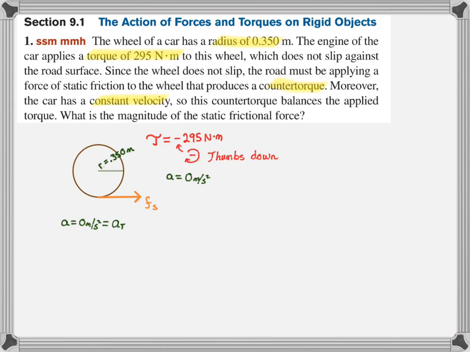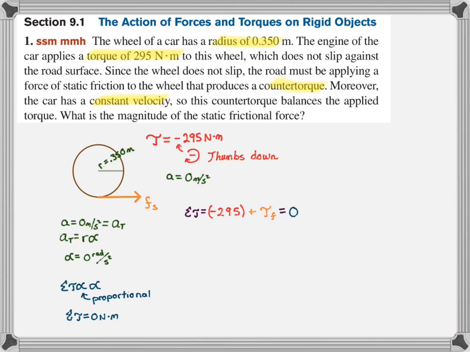Since the acceleration is 0, that's also the tangential acceleration, so it means the car is moving at a constant speed. Since there's no slipping, the tangential acceleration and linear acceleration are the same. Tangential acceleration is the radius times the angular acceleration, which means the angular acceleration is 0. Remember, torque is proportional to the angular acceleration, just like net force is proportional to the linear acceleration. But that's not really what we need to solve the problem. So, to solve the problem, we just use the net torque equation.